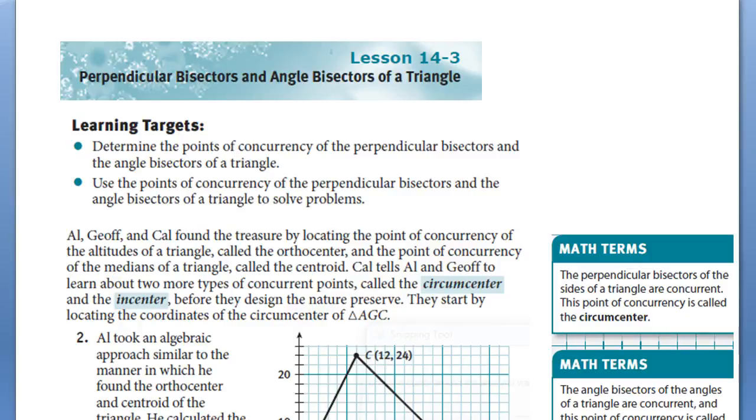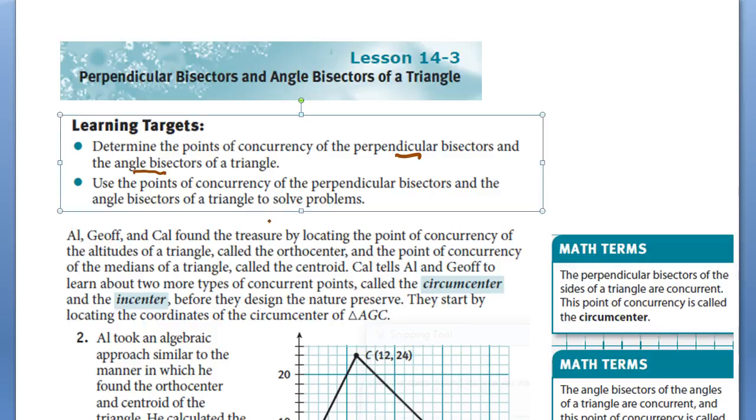This video is for lesson 14-3, perpendicular bisectors and angle bisectors of a triangle. Learning goals are to determine the points of concurrency of the perpendicular bisectors and of the angle bisectors for a triangle, and then use these points to solve problems.